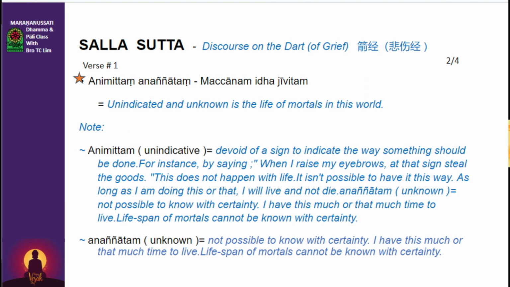Okay, here unindicated means there is no sign. There's no sign that a person is going to die. No sign at all. You won't know that you are going to die. Some very few people will know that they are going to die. Remember that recently the YB from Pahang, they went on a private plane, and then the plane crashed onto the road.